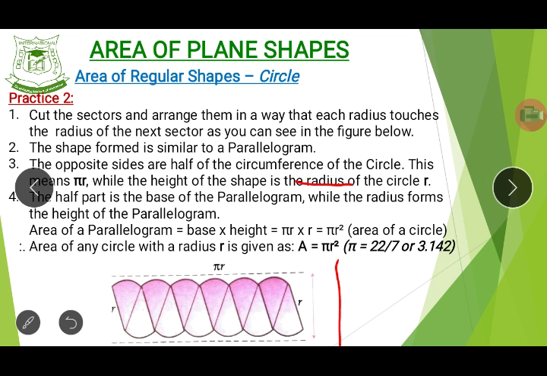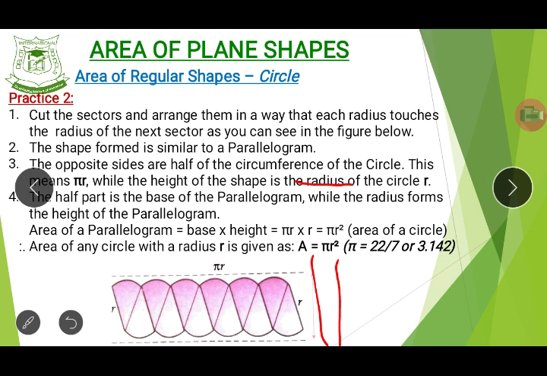So then we move on. The half part is the base of the parallelogram. That is, this or this is the base. And as we know, the area of a parallelogram is the base times the height. What is our base? Half of the circumference, which is pi r. And what is our height? Our radius. So our base is this, and this is our height for the parallelogram. When we multiply that, pi r times r gives us pi r square. So that is the area of a circle.